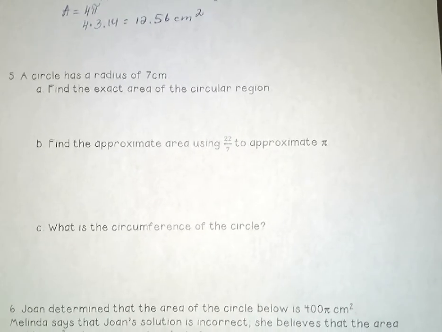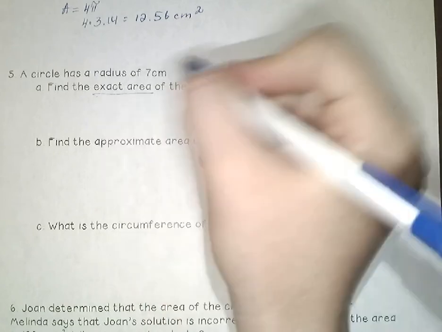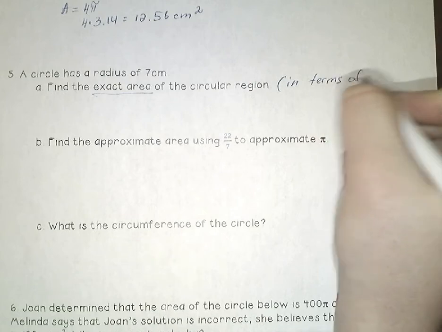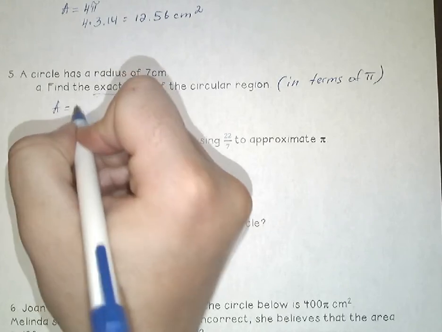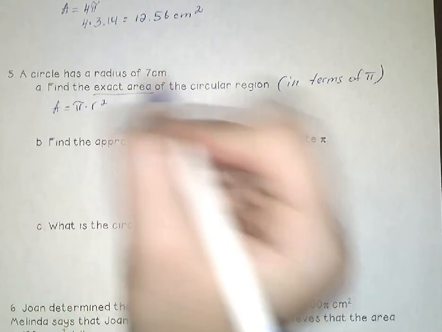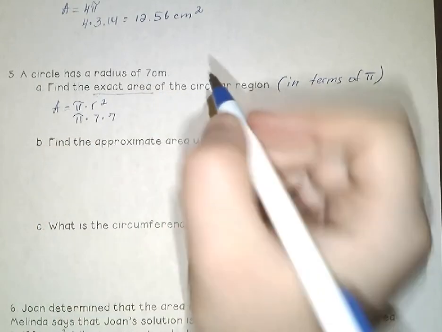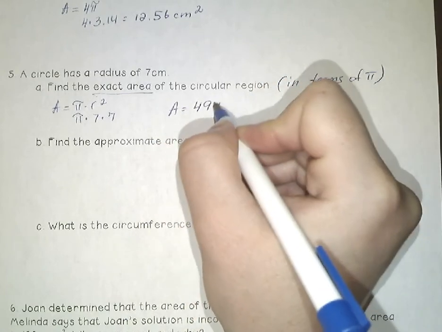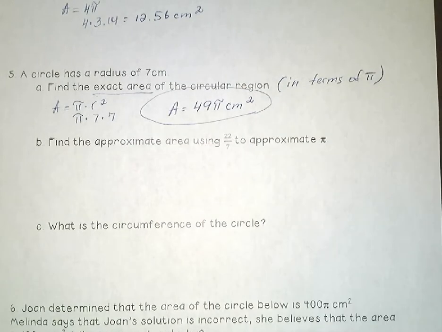Next one. A circle has a radius of 7 centimeters. Find the exact area of the circular region. That means in terms of pi. So what I'm going to do, area is pi times radius squared, which means pi times 7 times 7. That will be area equals 49 pi centimeters squared. This is all for the exact answer.